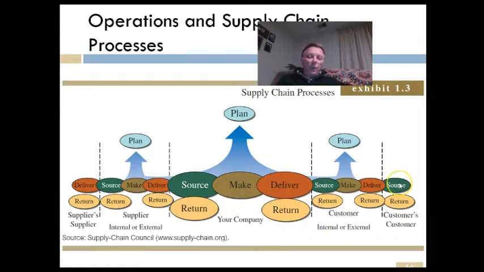Now, in the event of a return, it gets a little more complicated, so it moves backwards back down the food chain, back down the supply chain, if you will.